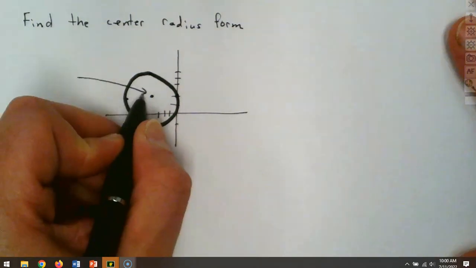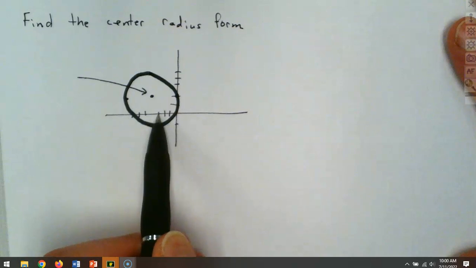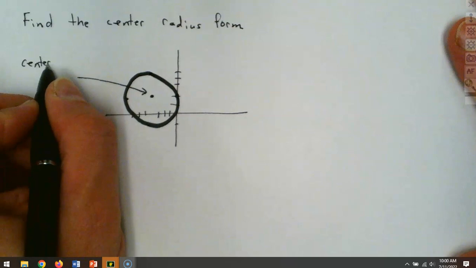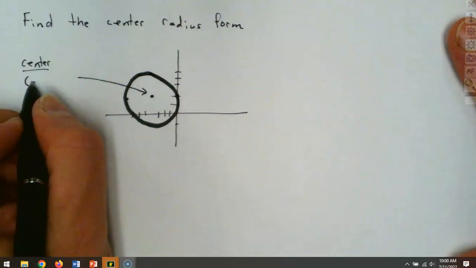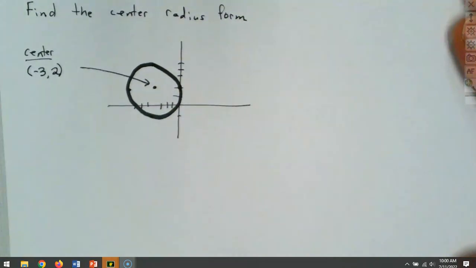So let's look at this, try to find our center. Okay, it looks like it's about 3 units back, about 2 units up. So your center then would be approximately -3, +2, as an ordered pair. Is everyone okay with that?